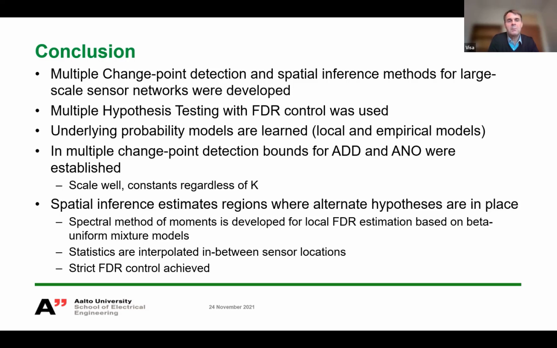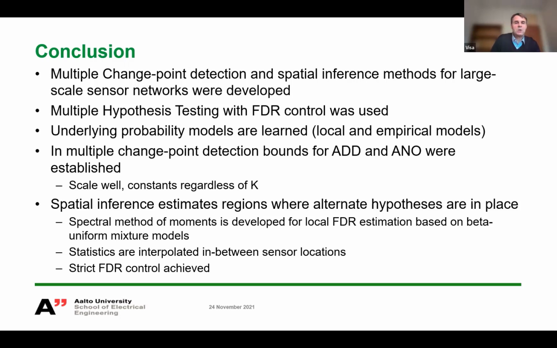provide the required FDR control. And then we have also established bounds for the average detection delay and the average number of observations. The key message there is that these techniques scale well: this detection delay and average number of observations remain constant regardless of the number of sensors. The more influential factor here is the proportion of sensors you wish to monitor. That of course means that the fewer sensors you monitor, the less data you need to transmit, and the better average number of observations you achieve. But at the same time, if you use only a few active sensors, it will add to the average detection delay.